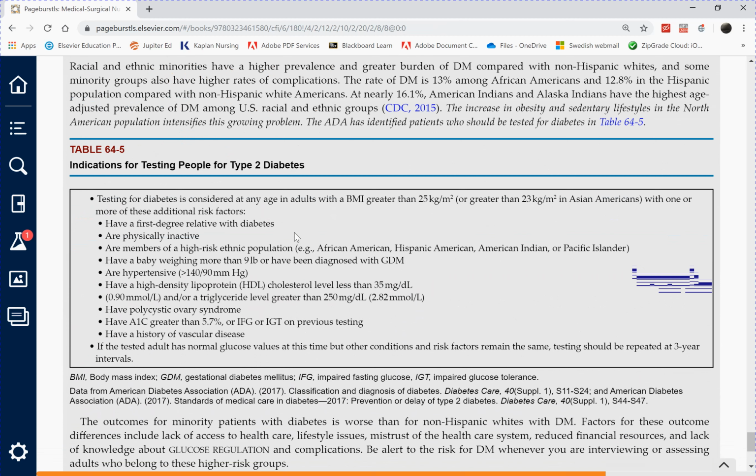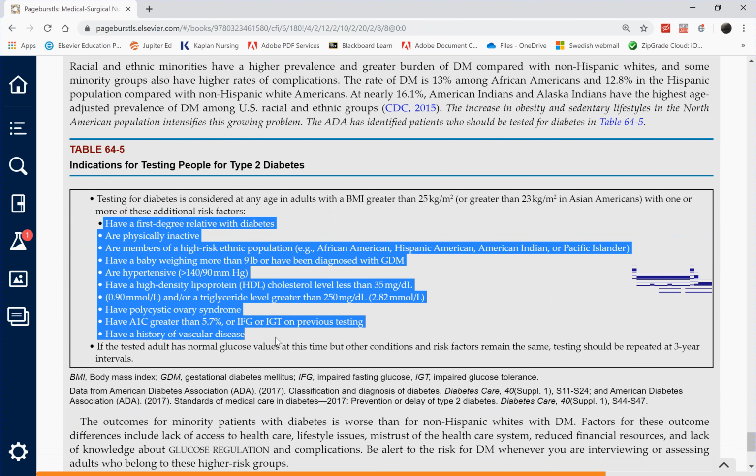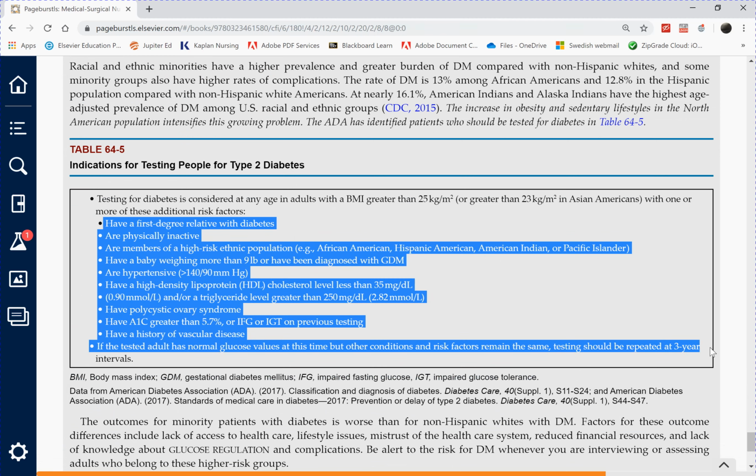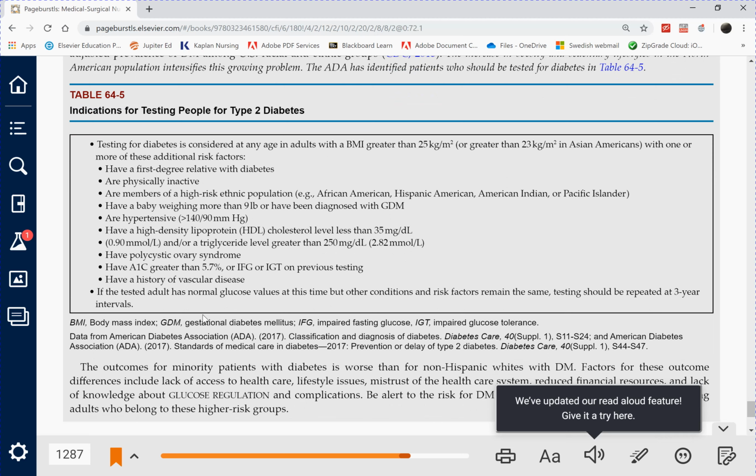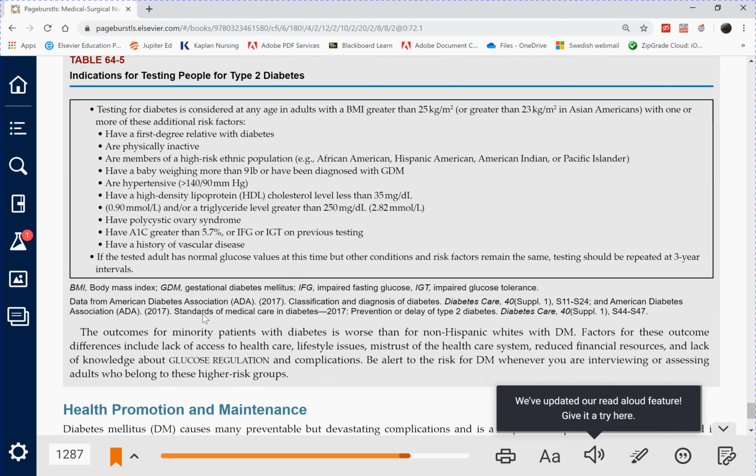So who is going to be tested for diabetes? If you have one or more of these risk factors, let's say a BMI greater than 25, plus one or more of these here, then you are recommended for being tested for diabetes.